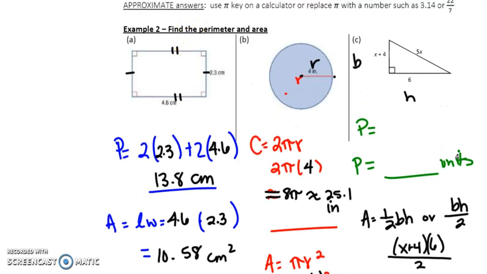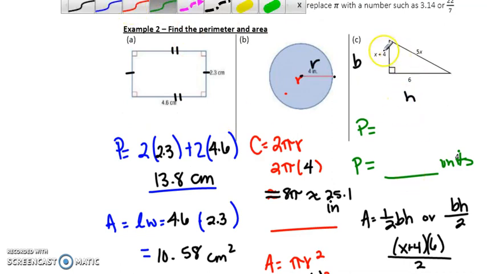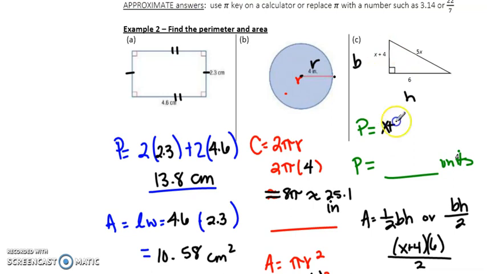So then our triangle up here, we want to add up all the sides for perimeter. And so we end up with x plus 4 plus 6 plus 5x. So we can combine like terms here, and that gives us 6x, because we have a 1x here, and then a 4 and a 6 makes 10. So 6x plus 10 units.